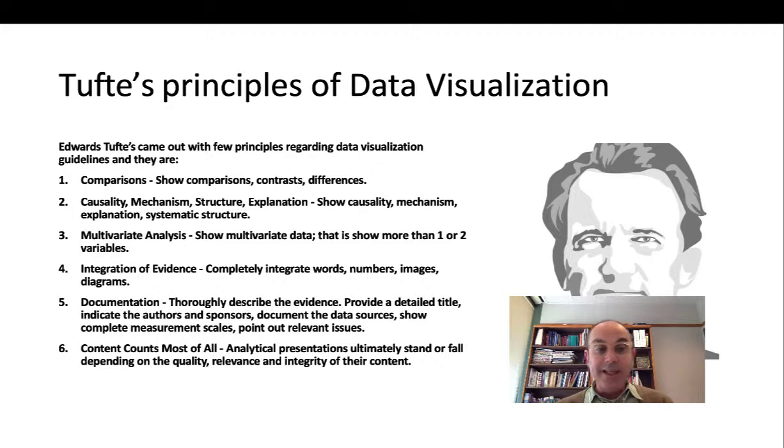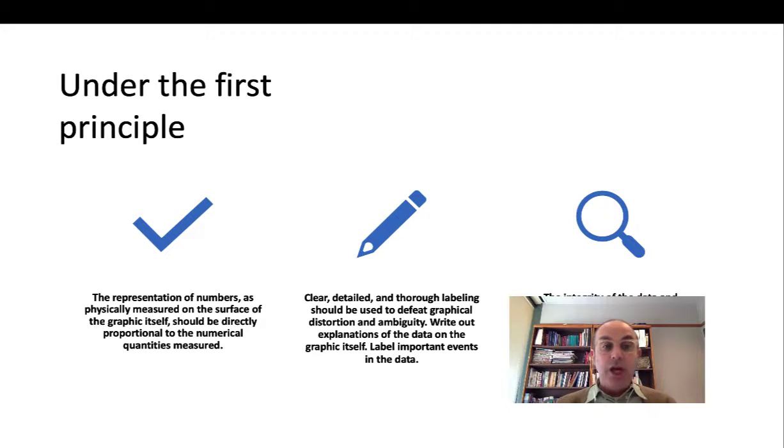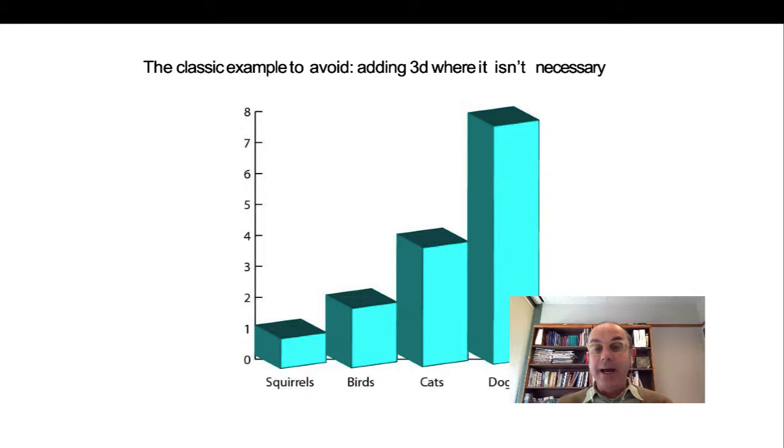We need to have documentation, and again and again he uses the word content as a principle. Under the first principles, the integrity of the data is important, and it should show all the data variance. Determine how you're going to apply that and implement that, as in our textbook, in our reading, in Tufte's principles.